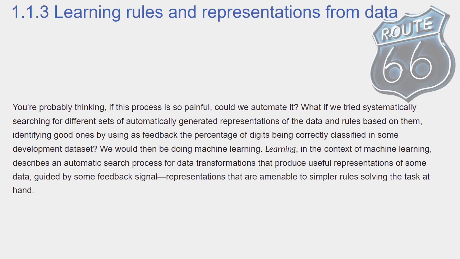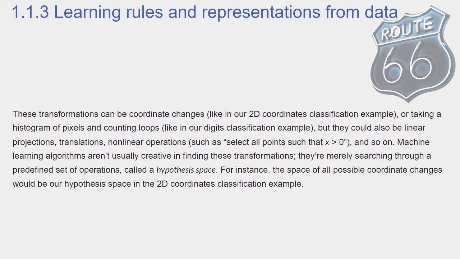Learning, in the context of machine learning, describes an automatic search process for data transformations that produce useful representations of some data, guided by some feedback signal. Representations that are amenable to simpler rules solving the task at hand. These transformations can be coordinate changes, like in our 2D coordinates classification example, or taking a histogram of pixels and counting loops, like in our digits classification example. But they could also be linear projections, translations, nonlinear operations, such as select all points such that x is greater than 0, and so on.